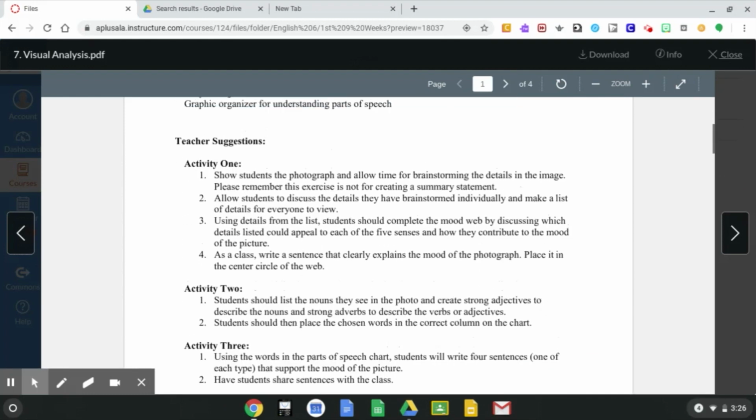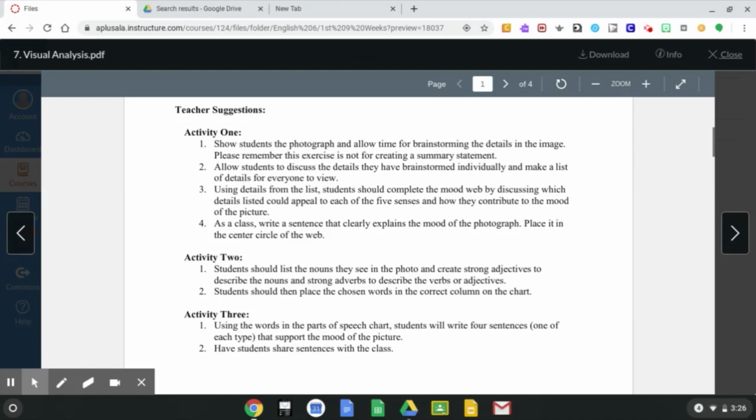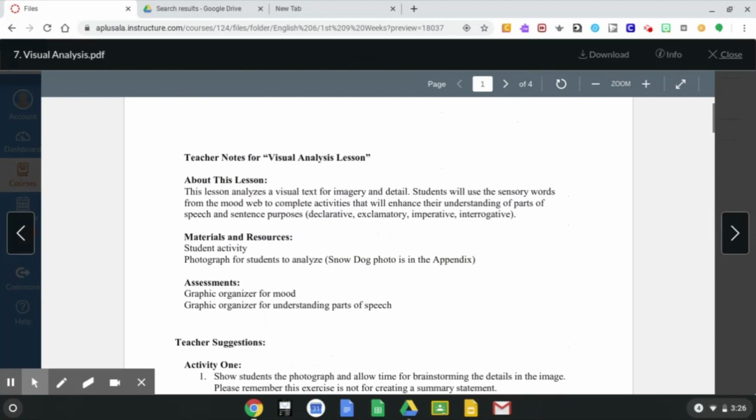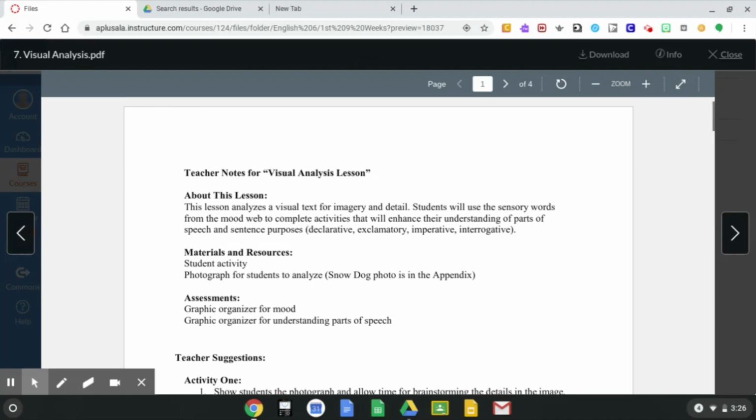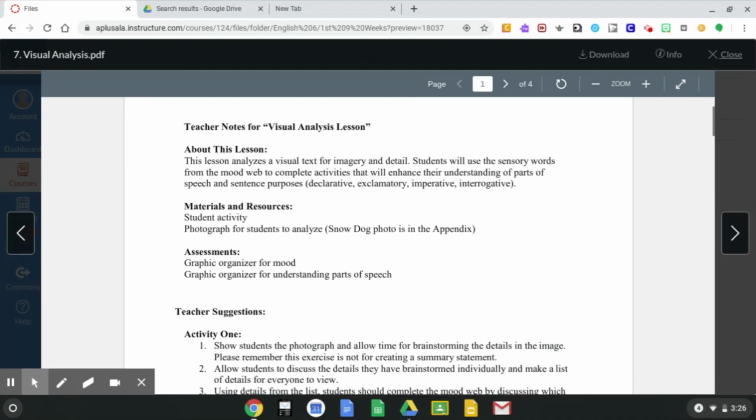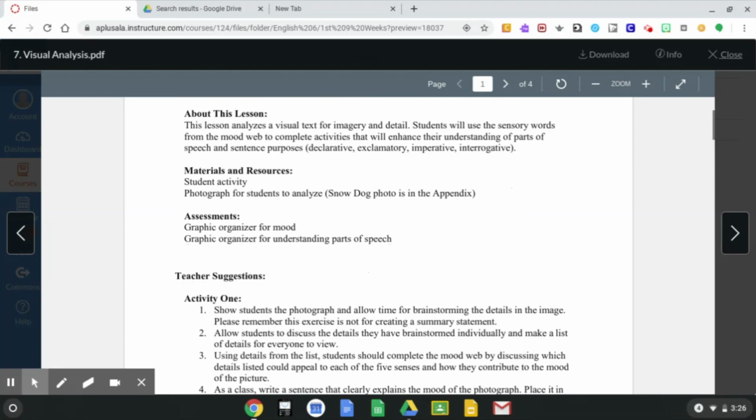So there are 3 activities in this lesson. Activity 1, it gives you step-by-step of what you should do. Of course, these are suggestions, but it gives you an idea of how you could present it. The goal of the lesson will be that the students are able to create a sentence determining the mood of the picture, that explains the mood of the picture. But with doing that, they're also going to be working on the skills of parts of speech and sentence purposes.